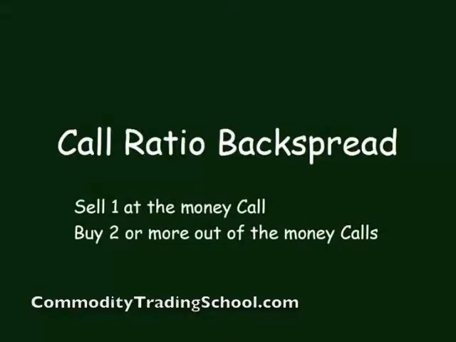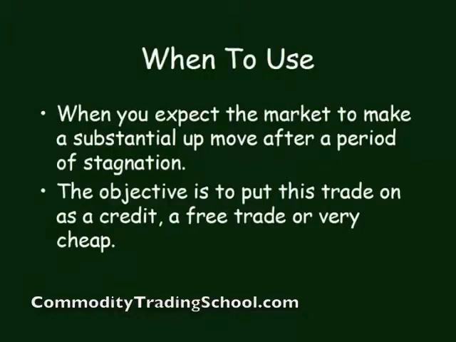Call ratio back spread. This strategy is where you sell one at the money call, and taking the premium collected from the call you're selling, you buy two or more out of the money calls. You use a trade like this when you expect the market to make a substantial up move after a period of stagnation. The objective is to put this trade on as a credit, or a very free trade, or very, very cheap.